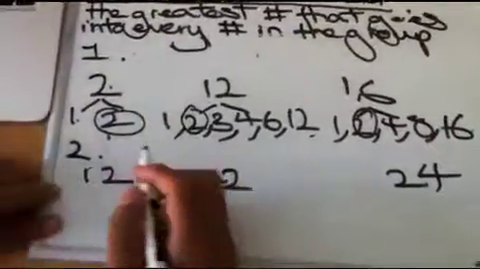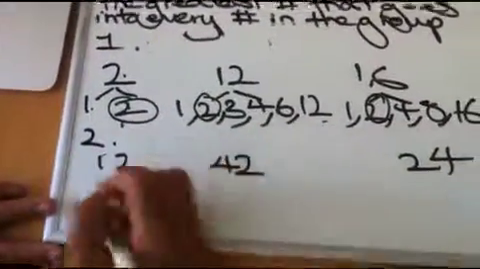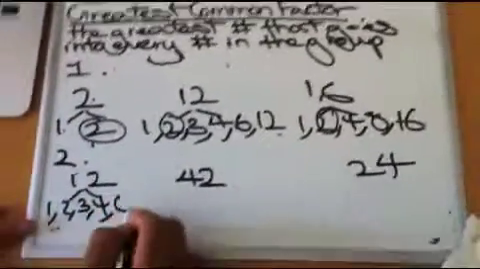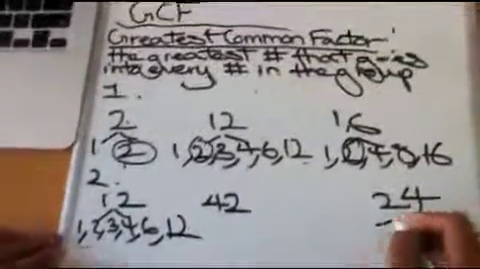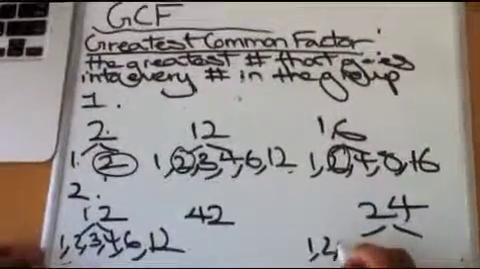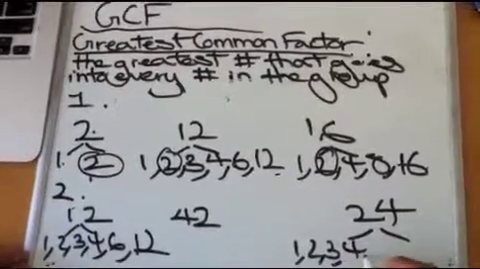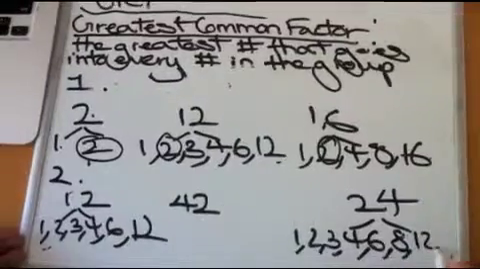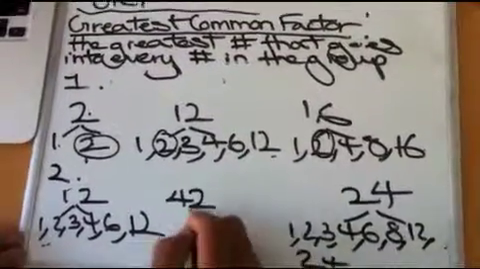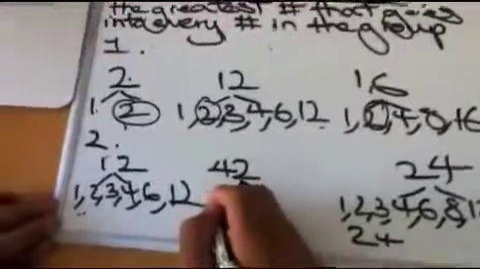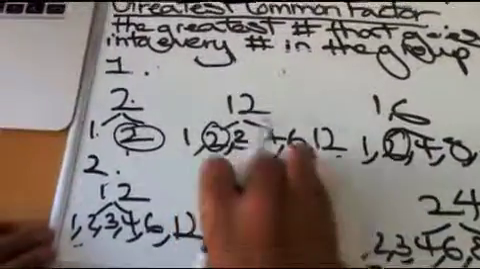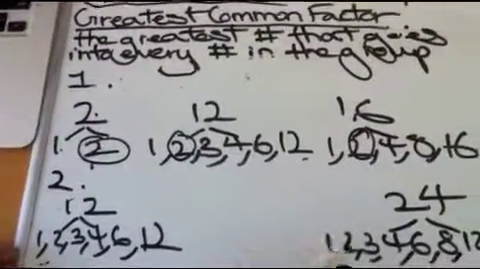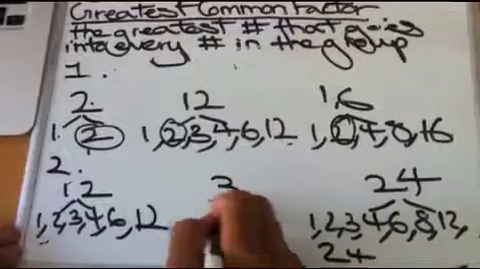Let's look at another example. What goes into 12? Well, we can just copy the factors from here: 1, 2, 3, 4, 6, and 12. What goes into 24? 1, 2, 3, 4, 6, 8, 12, and 24. What goes into 42? I'm going to use another number just for the sake of better time. Let's use 3. What goes into 3?